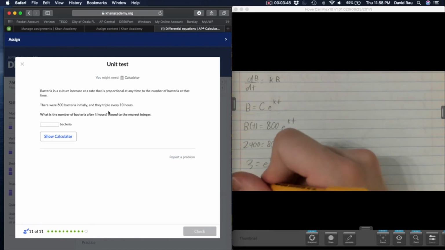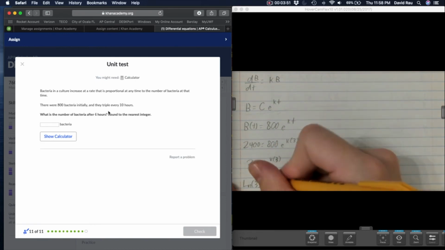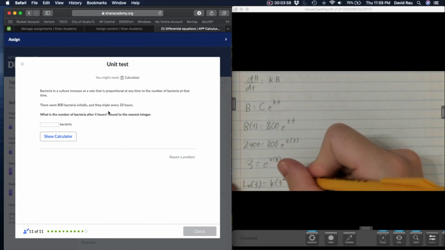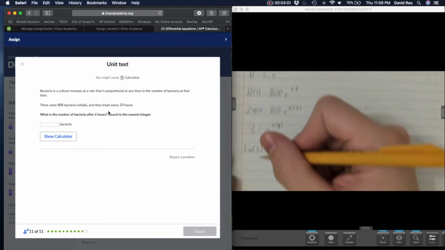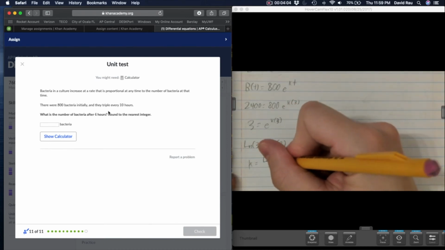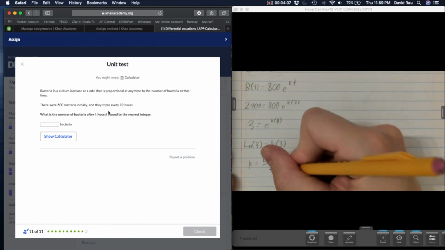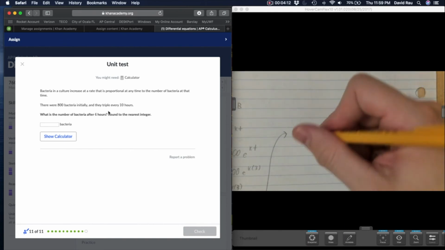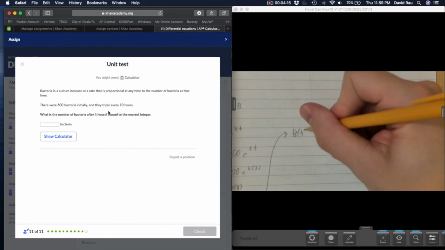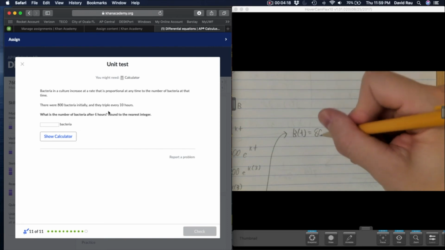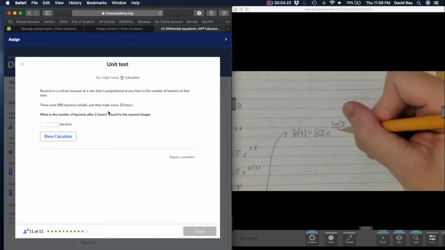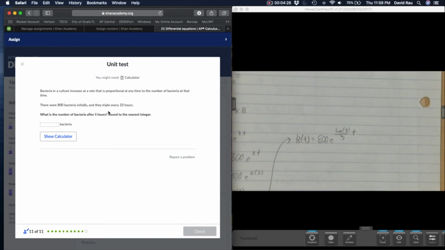Now I have to take the natural logarithm of both sides. When I take ln of 3, I just get ln of 3. When I take ln of e to all this stuff, ln and e cancel out, so I just get k times 3. And that means that k is ln of 3 divided by 3. So let me update my equation now. I now know what c is, I now know what k is, so I get bacteria in a given time is equal to 800 times e to the ln 3 divided by 3 t. So that is my precise equation.